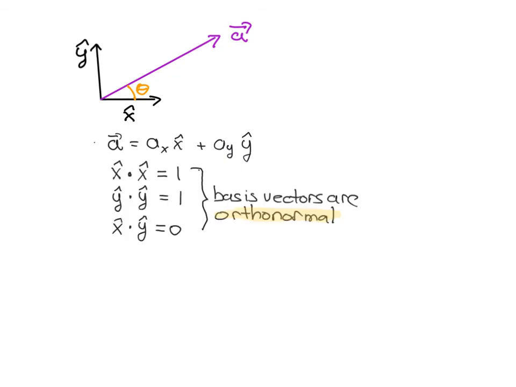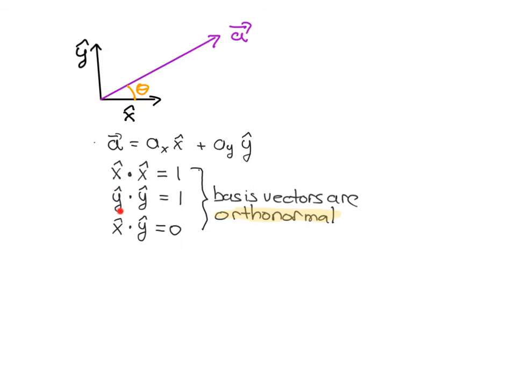And notice that our basis vectors, x hat and y hat, obey this property which we call orthonormality. That is, if you take the dot product or the scalar product of x hat with itself, you get 1 because x hat is of unit length and the angle between x hat and x hat is 0.